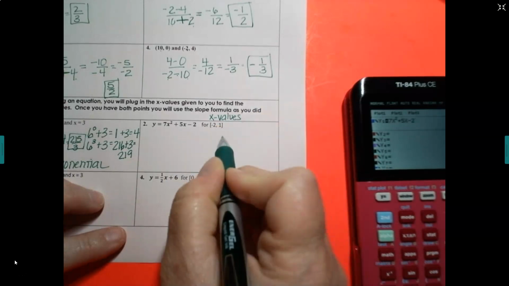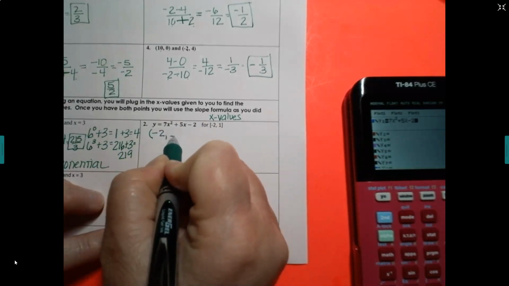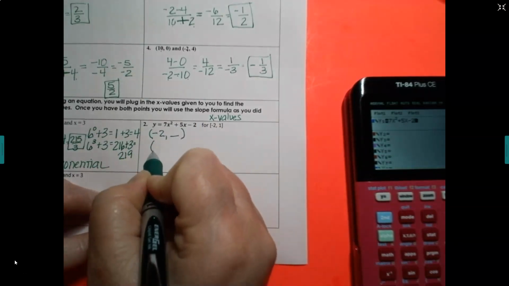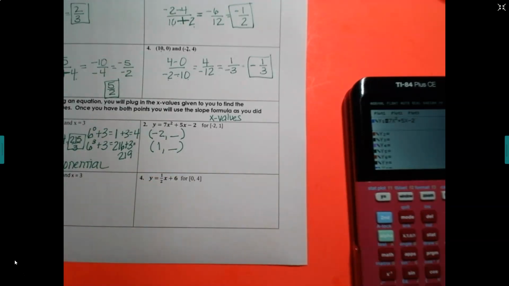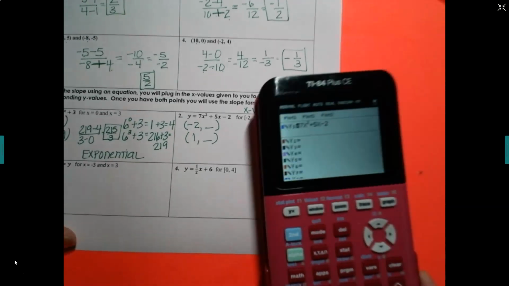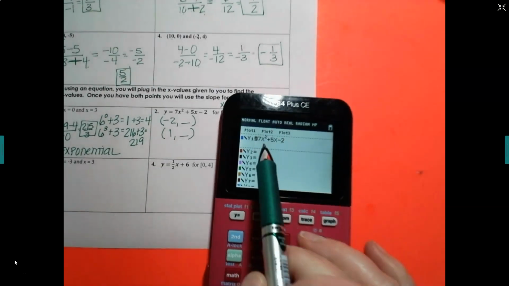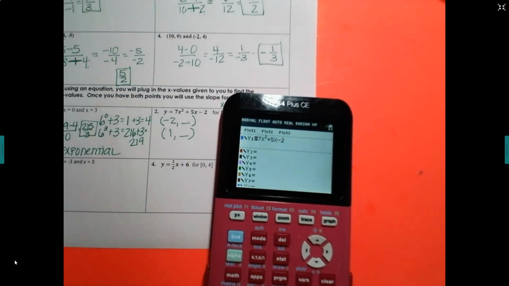They're not a point. So what it's saying is for the x value -2, I want to know what the y value is. And for the x value of 1, I want to know what the y value is. I could plug those in like we did on our first example over here. But the other thing I can do is put this in the calculator. Then I want you to hit the second graph button to go to your table of values.